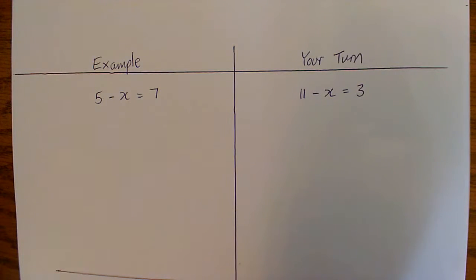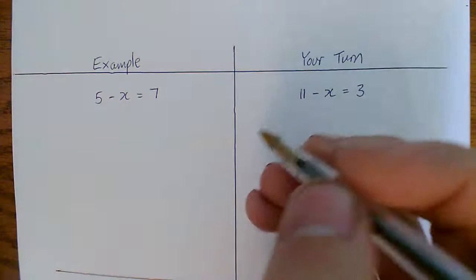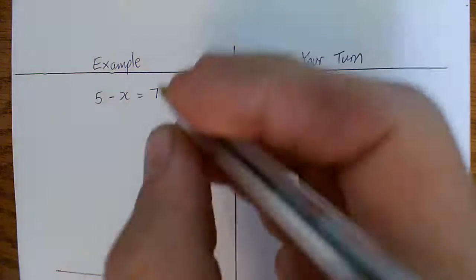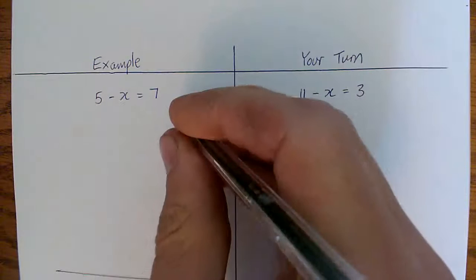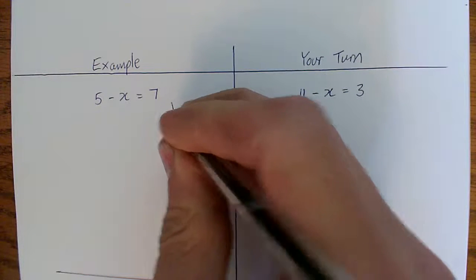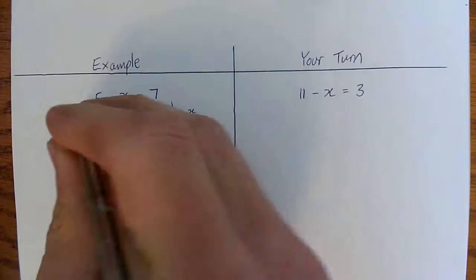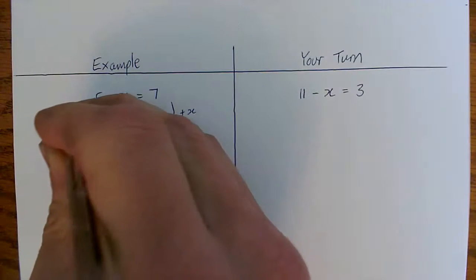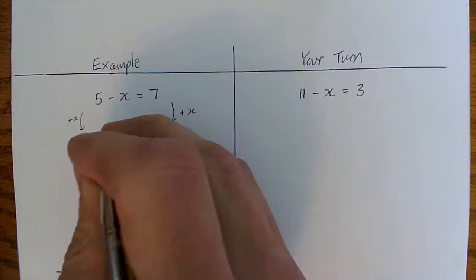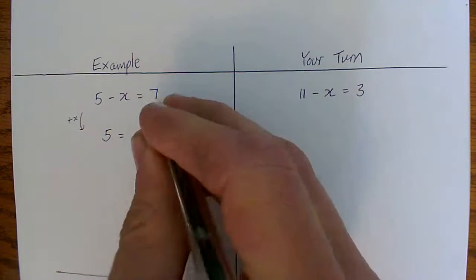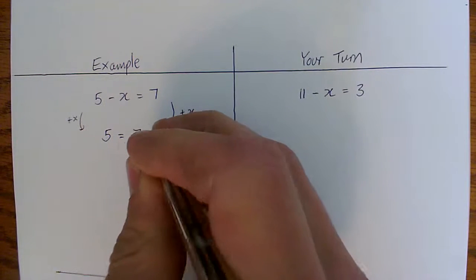Now there are a couple of different ways you can deal with this, but the one that I'm going to show you is actually to move this takeaway x over to the other side. So the first thing I'm going to do, I'm going to add x to both sides. So we've got a minus x plus an x. They cancel out, so we're just left with the 5. And over here we have 7 plus x.